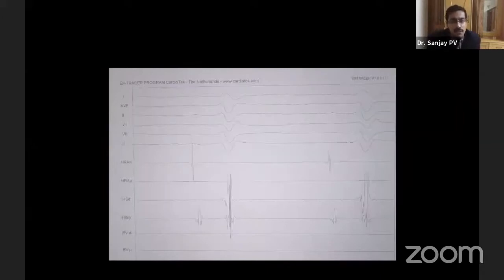So this is a usual trace which we see in our diagnostic EP study. We put a catheter in the atrium, and we put a catheter in the region of the His. So the His catheter basically measures intervals across the AV node and the bundle of His. This is the His signal, and this is called the HV interval, the time taken from the His signal to travel up to the ventricular signal.